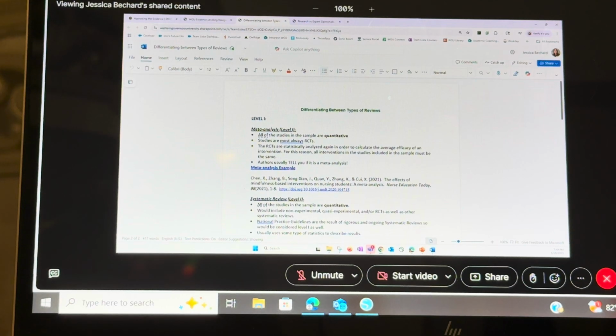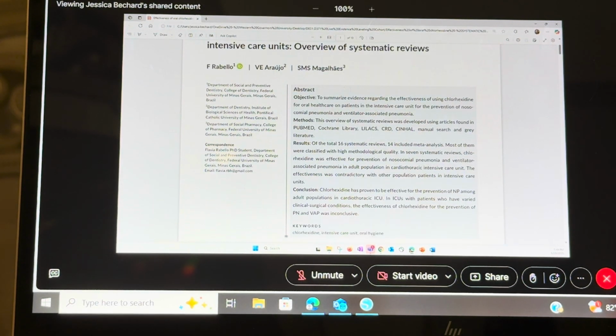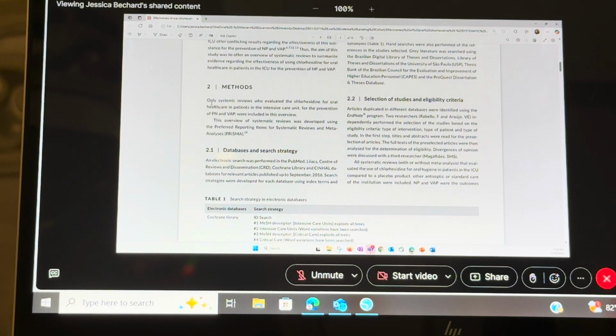So going back to our article, let's look at the methodology here. Our methods say only systematic reviews that evaluated chlorhexidine for oral health care in patients were included in this overview. And most of the time your level 1s will follow the PRISMA guideline, which is the Preferred Reporting Items for Systematic Reviews and Meta-Analyses. This is the way that they search for and develop their article, and the way that they look at and critique the actual articles that they're using, okay? So a lot of times your high-level ones will use these PRISMA guidelines.